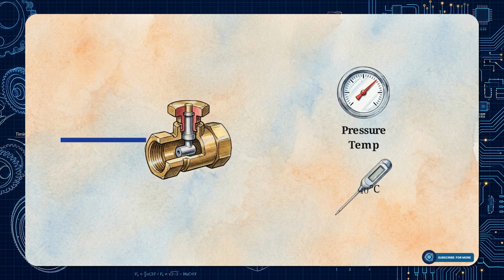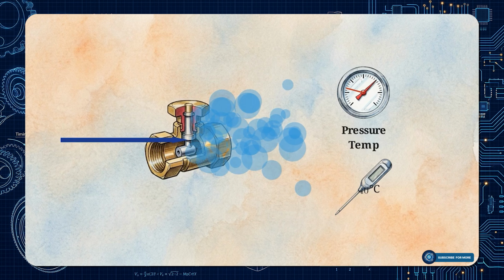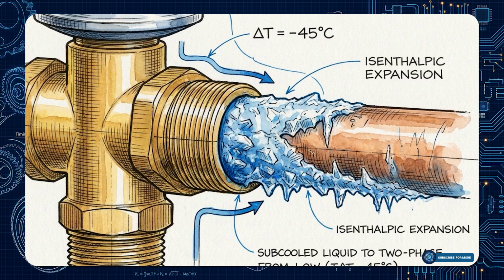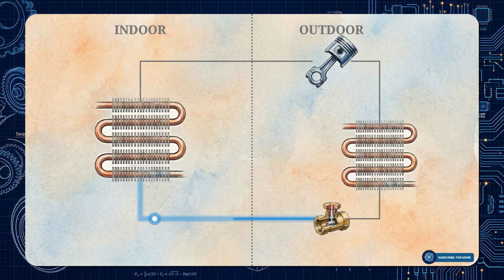This liquid leaves the condenser and travels to the expansion valve. The expansion valve acts as a mechanical choke. As the liquid is forced through a tiny opening, its pressure drops instantly, causing the temperature to plummet. This rapid expansion resets the fluid to a cold, low-pressure state. It is now ready to return to the indoor evaporator coil and repeat the heat removal cycle.